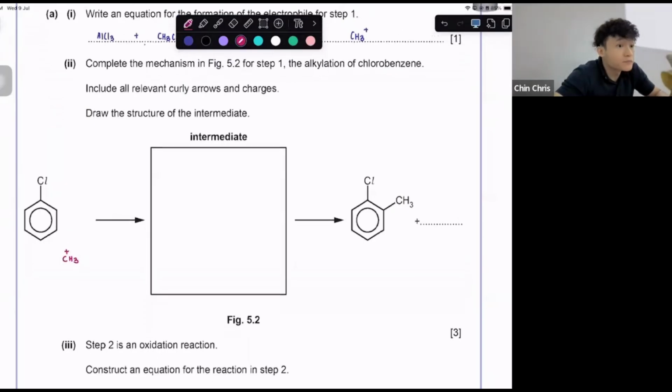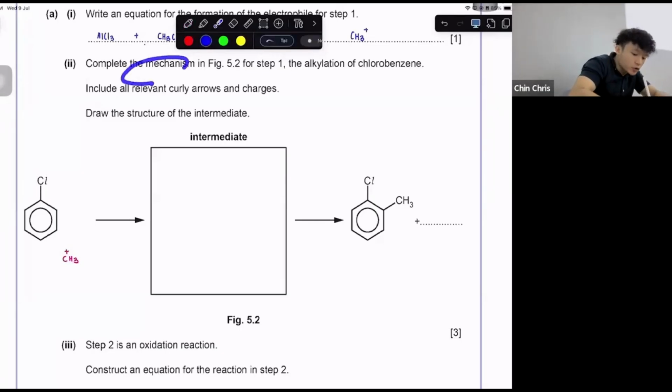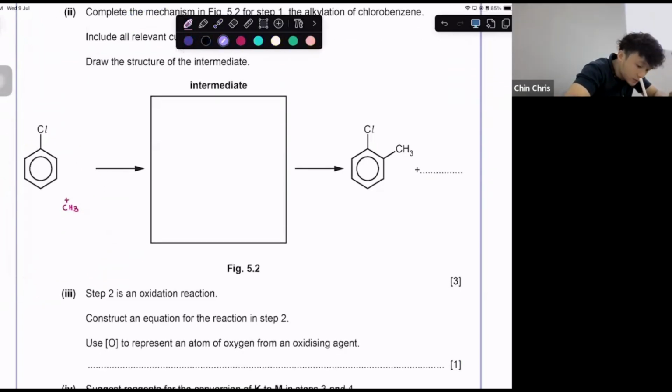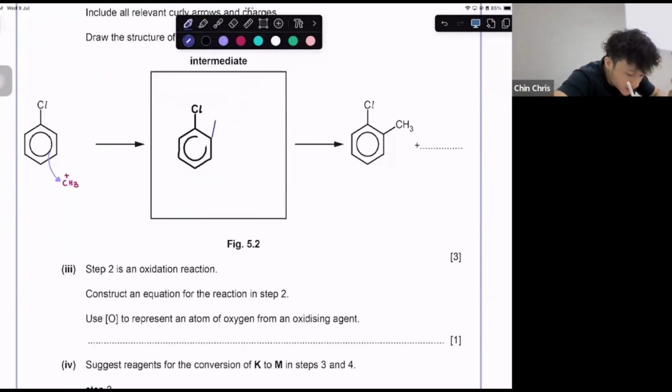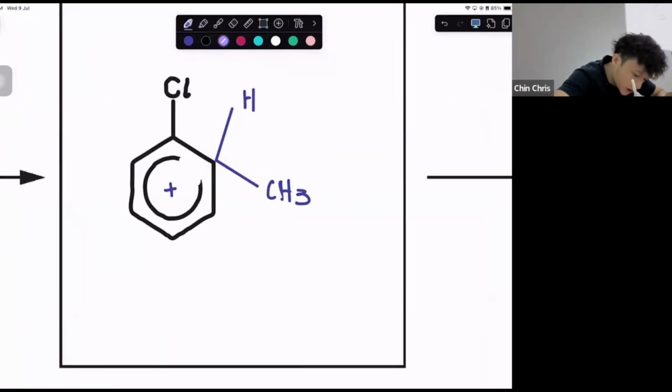Include everything there. So, guys, where's the curly arrow at first? Originally, they want you to complete the mechanism. You have to draw this also. Your mechanism there, not drawn. It's from the benzene towards the carbon. So, guys, this side you have what? H and CH3 together, right? Middle positive charge. Yes. Guys, how to draw next? Then the H breaks into the ring. Correct.